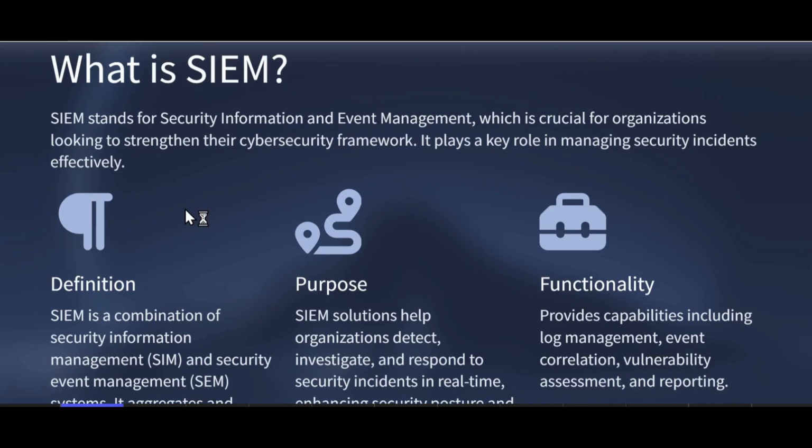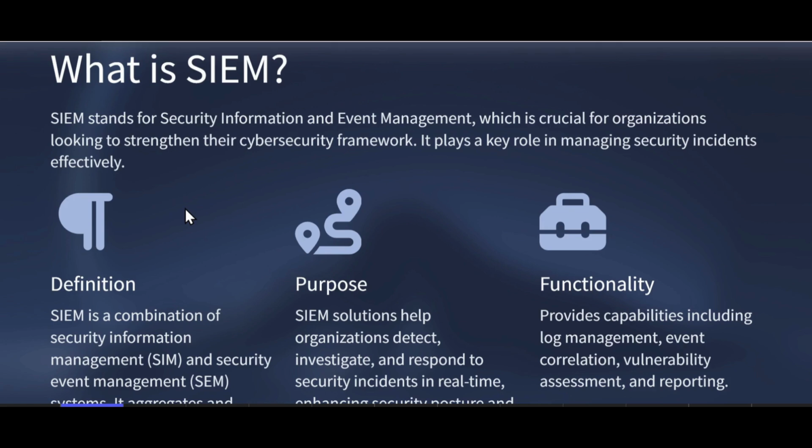In this video we will explain what SIEM is, and if you are going deeper into ArcSight, let's first understand SIEM. SIEM stands for Security Information and Event Management.